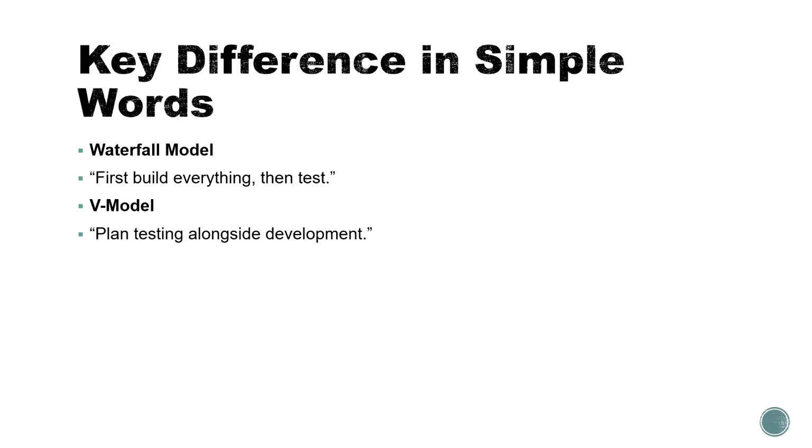So, key difference in simple words. Waterfall says first build everything, then test. And V model says plan testing alongside development.